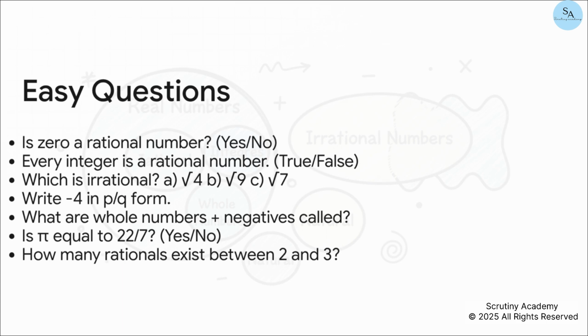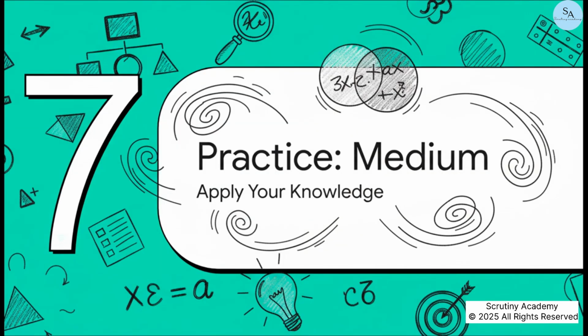Or how about number 9? Is pi equal to 22 over 7? That's a classic trick question. The answer is no. 22 over 7 is just a convenient rational approximation of pi, but it's not the real thing. Okay, nice job. Let's crank up the difficulty just a little bit with some application questions.